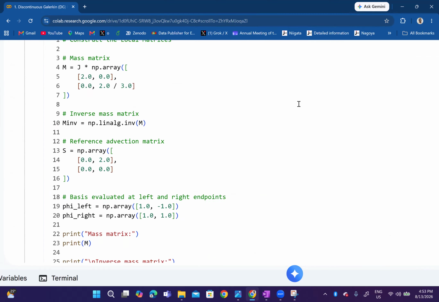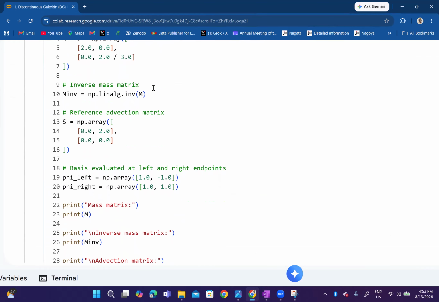So with that in place, we now have the inverse of the mass matrix. We compute the matrix inverse of M using the inverse function from the linear algebra library in NumPy. Then we reference the advection matrix, which gave us 0, 2, 0, 0 from what we got from S.